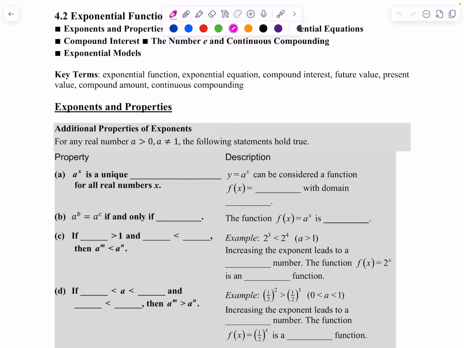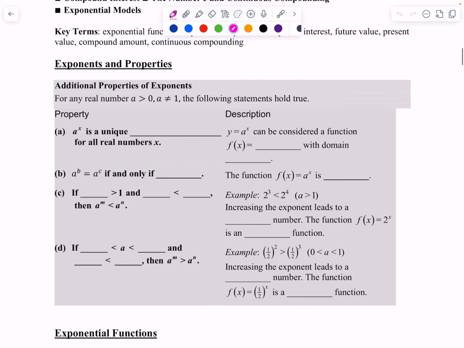We're in another chapter now. We're in chapter 4, and we're doing exponential functions. The first thing we're going to go over is a couple of exponent rules, or properties for exponents, and then from there we're going to go more into exponential functions, and I'm going to talk more about that for you.